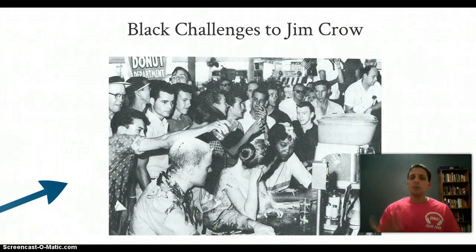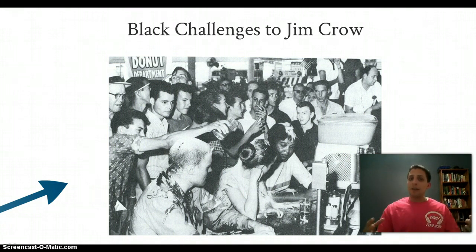Now, almost right away, black people in the South are going to start to challenge these Jim Crow laws because they look at them as violations of their newly gotten rights. Their rights through the Civil Rights Act, through the 13th, 14th, and 15th Amendments, and they're going to start to challenge these laws. So what you're looking at here is a picture from a later date. This is from the civil rights movement of the 1950s and 60s, when black people again started to challenge Jim Crow. But that's really the second wave of black people challenging the Jim Crow laws.